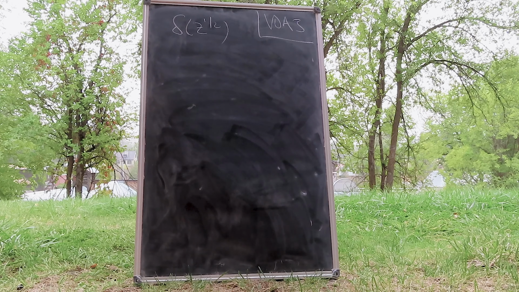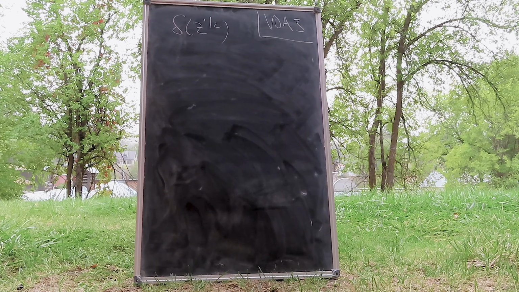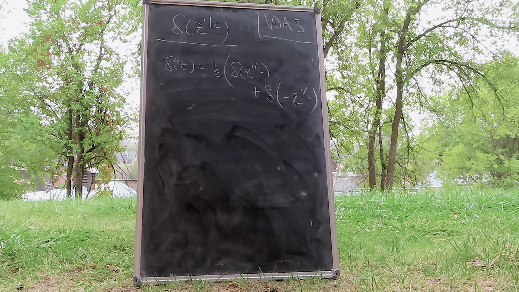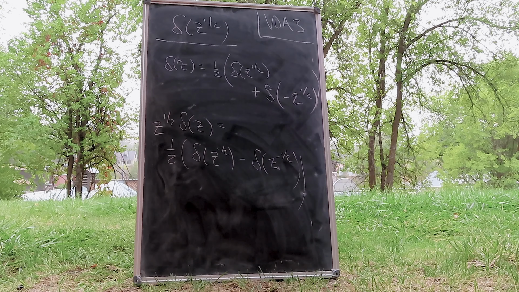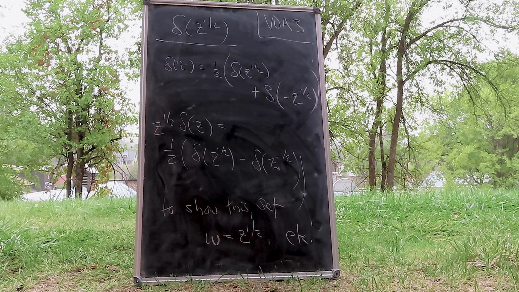Proving this result requires a bit of knowledge about the delta function of a fractional power. Here we see that delta of z is a symmetric combination of delta of z^(1/2) and delta of minus z^(1/2). The combination z^(1/2) delta of z is kind of like the antisymmetric version of that. One thing you might ponder at this point is how to adjust the result for an isometry that is not an involution, but perhaps say cubes to unity instead.